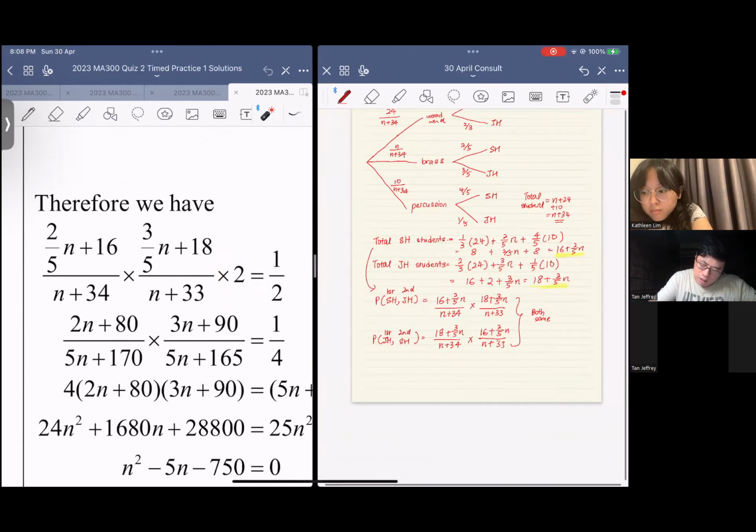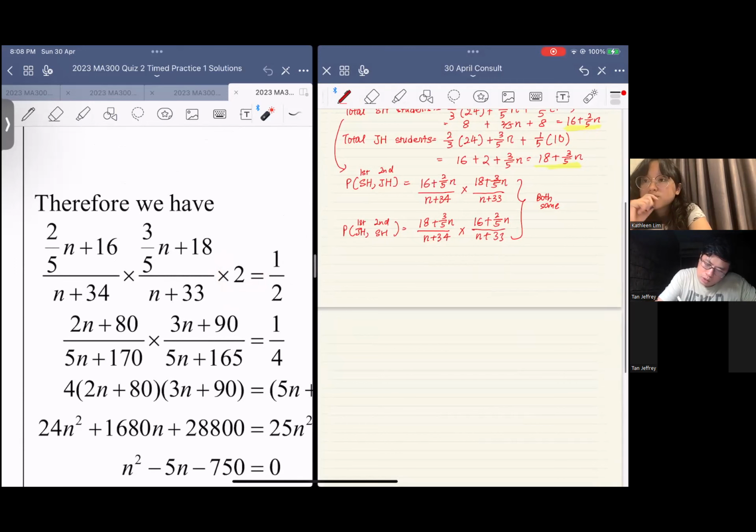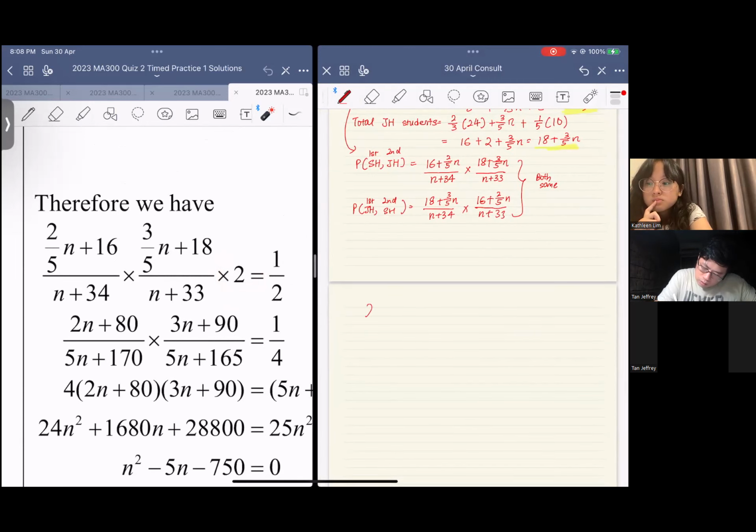Right. So from here, we equate this to half. So if I take 2 multiplied by 16 plus 2 over 5n over n plus 34, multiplied by 18 plus 3 over 5n over n plus 33, this is equal to half. This is where it will help us to form the quadratic equation. So we basically need to simplify this.